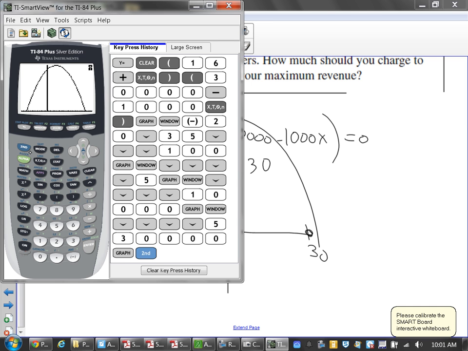Second, calculate. What's there an option of? Maximum. What do you think we're going to use? Now here's where it gets interesting. I hit second, calculate, maximum. Now, this is where it gets interesting.